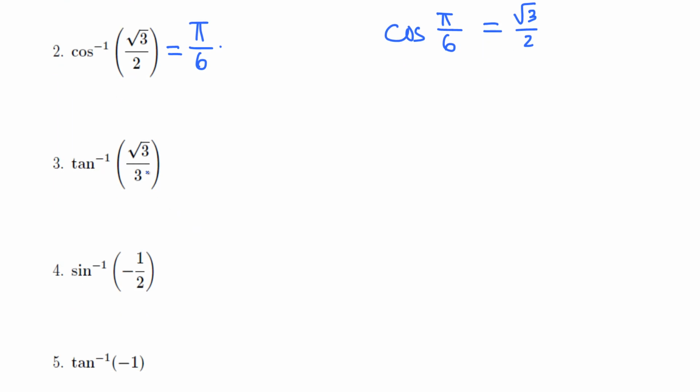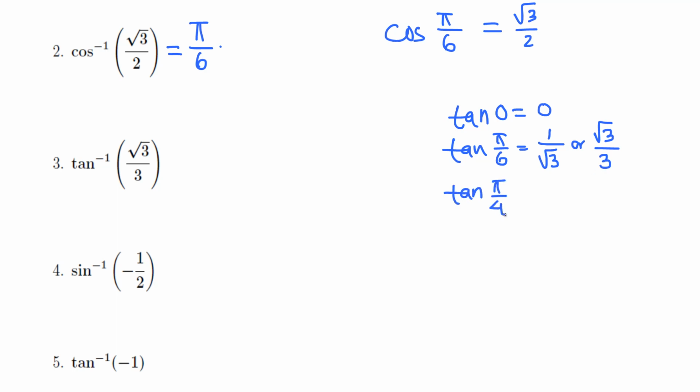Tangent inverse. In the unit circle, we don't have tangent because tangent is y over x. So you need to know the following four. I would just memorize. Tangent 0 is 0 because y over x. Tangent of pi over 6, if you do y over x, that's 1 over root 3. The 2s cancel on the bottom. So 1 over root 3, and if we rationalize, this is the same as root 3 over 3.